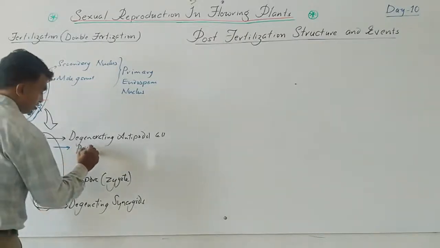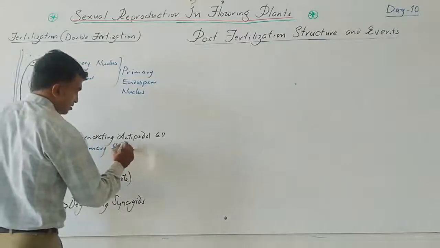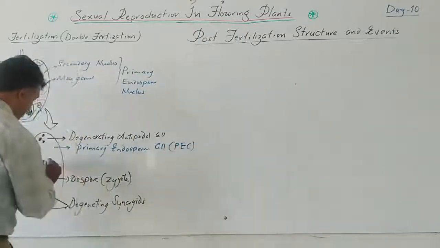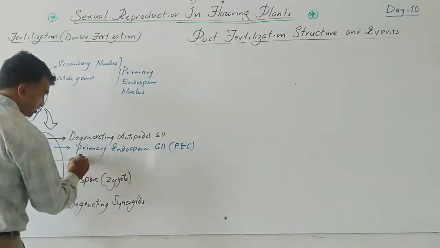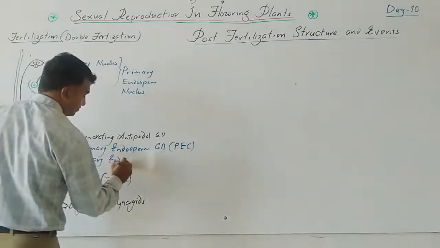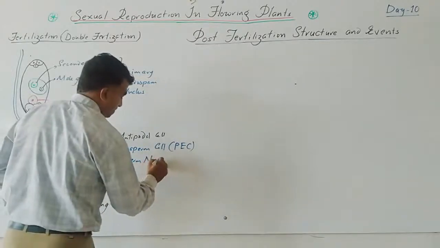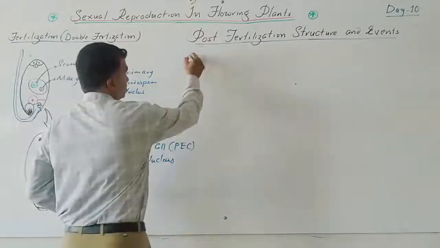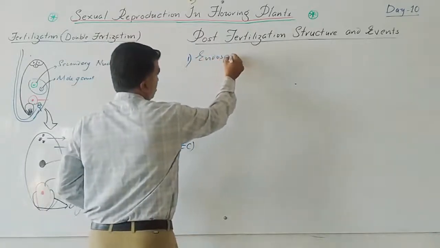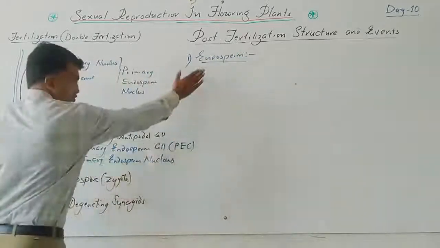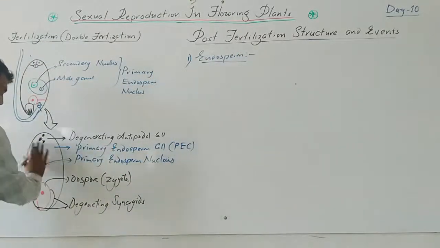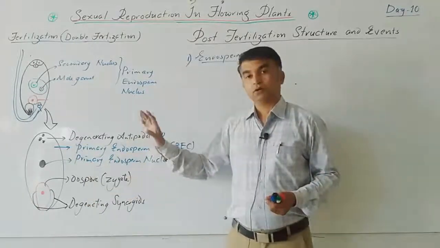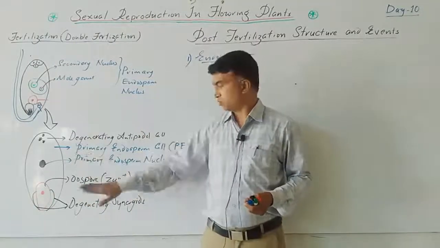This central cell is called the primary endosperm cell, and this nucleus, which is a product of triple fusion, is called the primary endosperm nucleus. Under this heading, first we are going to cover the endosperm. This endosperm develops from this central cell, where the primary endosperm nucleus is present. First we cover the endosperm, second the zygote formation.